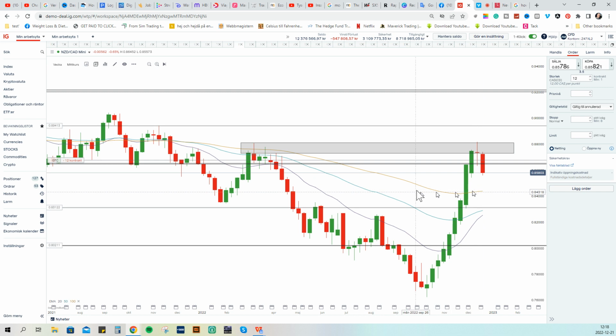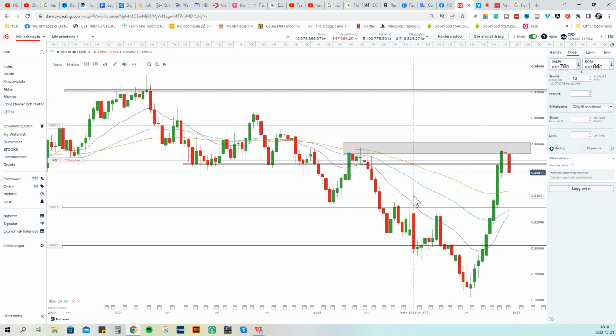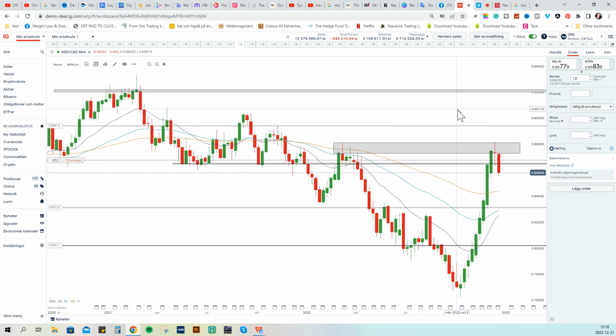I have one viewer who has an eye on this 0.92 level up here. Well, that could happen. But first, we must see this price rotate down very low, perhaps to this 0.835 level here or here. Then it might rotate up to this level of 0.92.